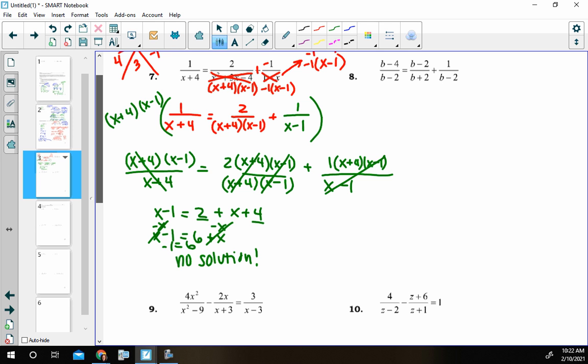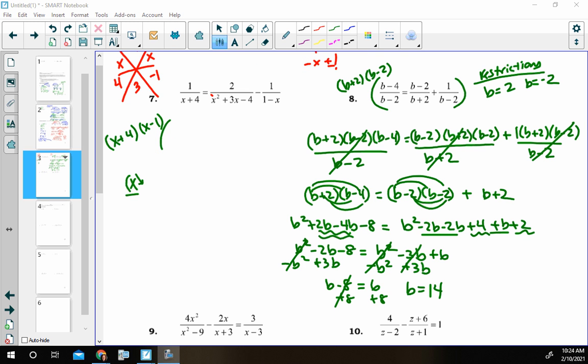Just like when we do systems with normal graphs, that means I have multiple things that would work if it's infinitely many. No solution means there is not a single x value that would make those sides equivalent. Okay, your restrictions, which you can't see on mine, would be negative 4 and a positive 1. So go ahead and pause the video and try to set up your number 8. I'm going to go ahead and write out all of number 8.